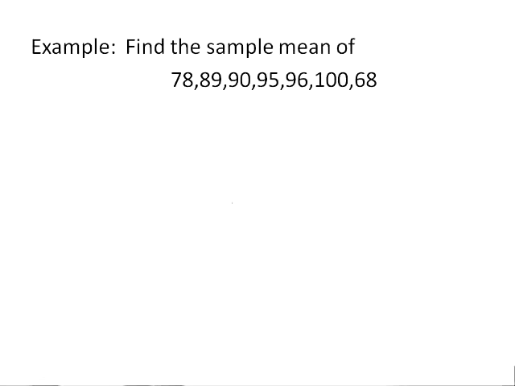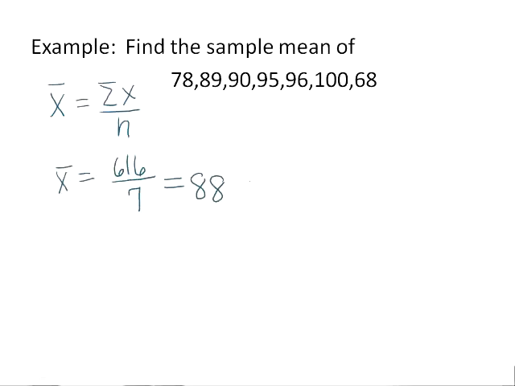So let's look at an example. Find the sample mean of this data set. So let's use our notation. Okay, x bar equal to sigma x divided by n. So how many data points are there? If you count them, there are 7. Now sigma x just indicates to add up all the data points. So if we add up all the data points, we get 616, and when we divide, we get 88. So 88 represents the sample mean.